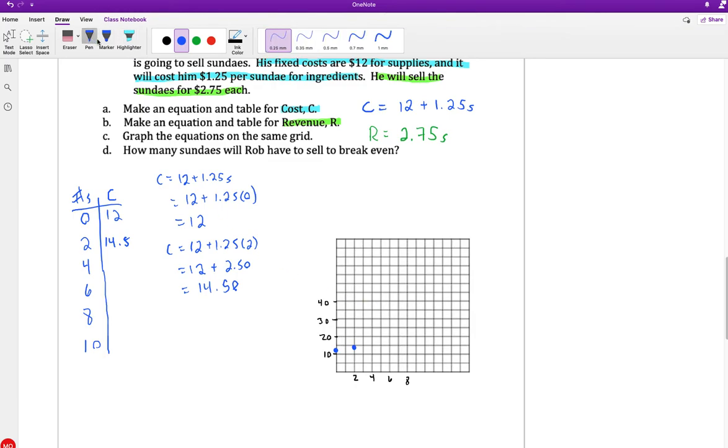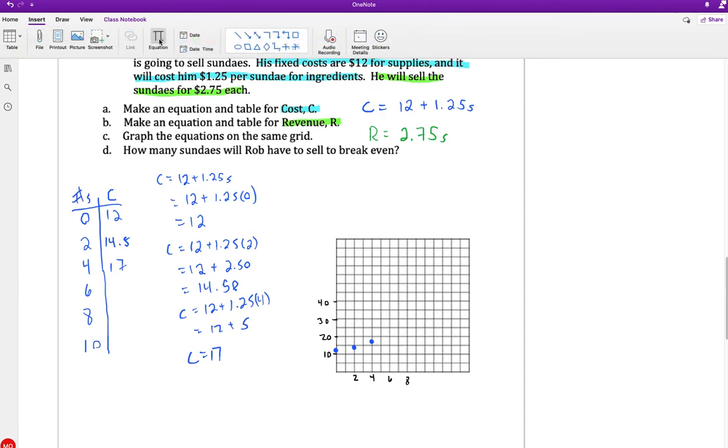Let's do one more, just to make sure. Let's do 4. C equals 12 plus 1.25 times 4. So equals 12 plus, that is $5, which equals 17. So let's do that up there. Let's go to 4 and go to 17. Perfect. And then let's insert a line. Insert our line.